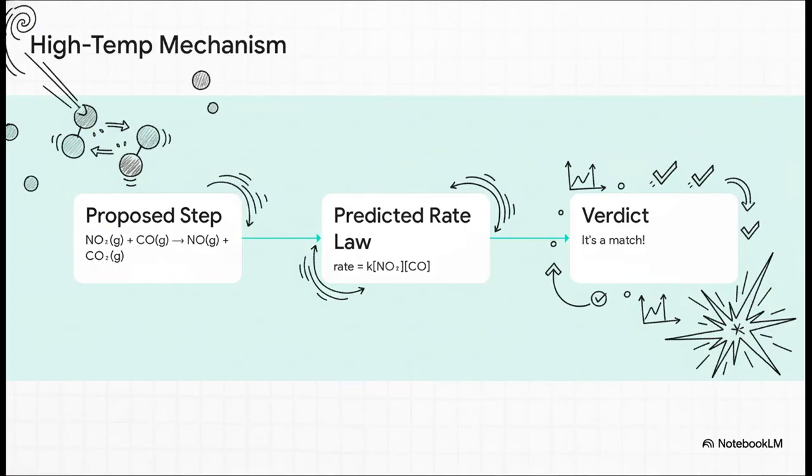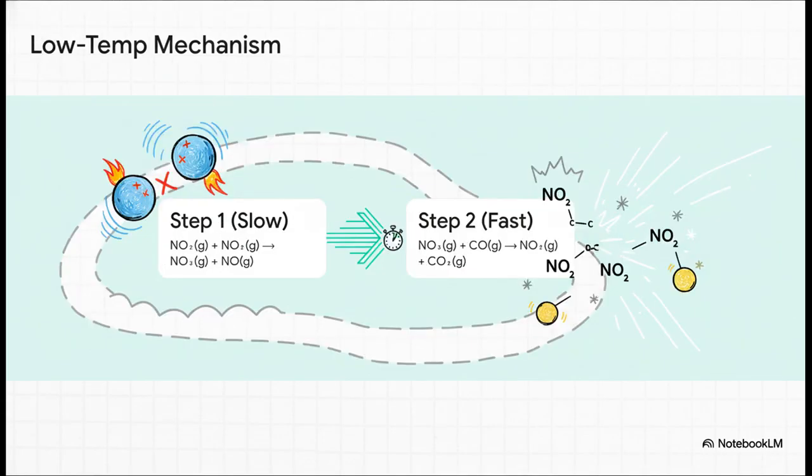Okay, let's look at our first suspect, the high temp reaction. At those high temperatures, the molecules are buzzing with energy. They have enough juice for a simple, direct, one-step collision. It's a bimolecular elementary reaction. And if we predict the rate law from that single step, it's a perfect match for what the experiments show. So case closed for high temps. That's our mechanism. But what about at lower temperatures?